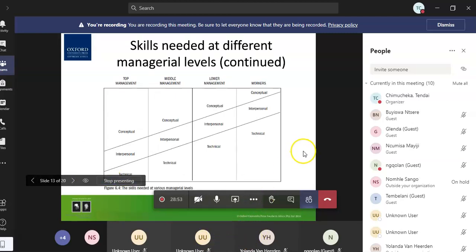So this particular slide shows that there are different skills that are needed at different managerial levels. So top management, basically, these are people that deal with the management of the entire organization. They need to have a basic understanding of the whole organization, what happens in every function, what happens in every department. So the skills that they need more are actually conceptual skills.